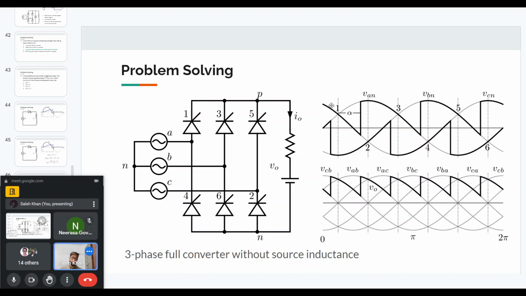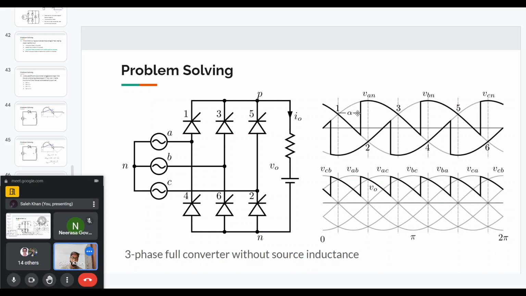I have shown here at 1, 2, 3, all these are the points of natural commutation. These are the points where the SCR would have been forward biased if it had been given a continuous gate current. So at point 1, the thyristor 1 has the most forward positive voltage at the anode. But since we have not given the gate current yet, it will not turn on at 1. It will turn on after the angle alpha.